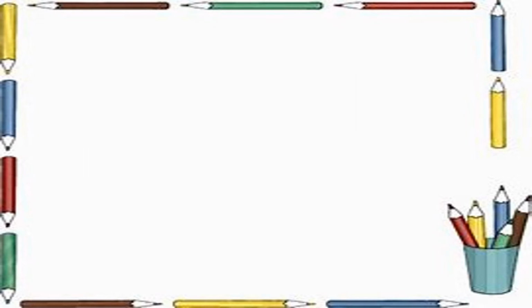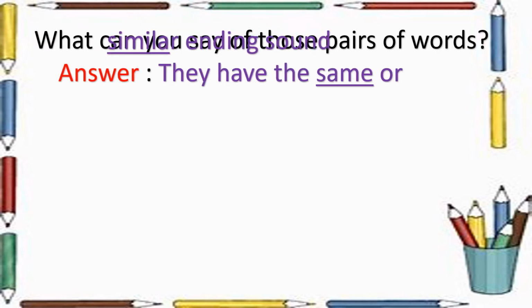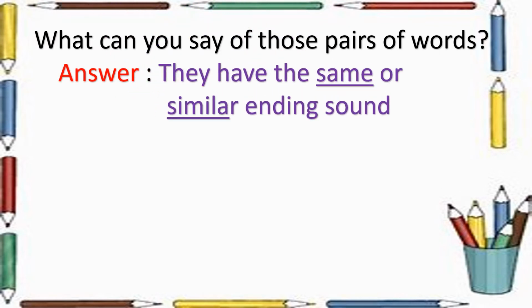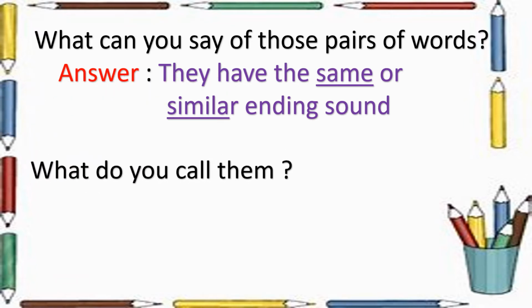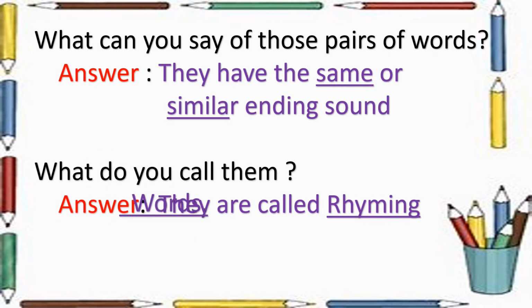So, what can you say again of those pairs of words that I've just presented to you? Yes, they are words that have the same or similar ending sound. Very good. Second question: how do you call those words? Very good. They are called rhyming words, because they have the same or similar ending sound.